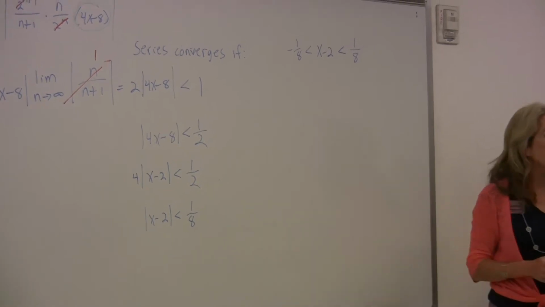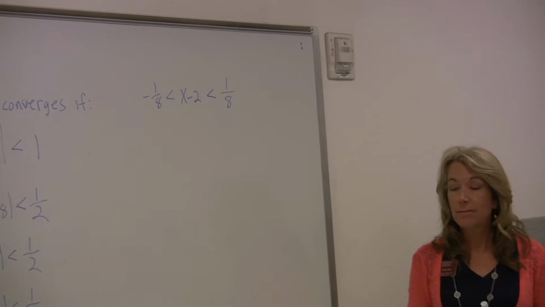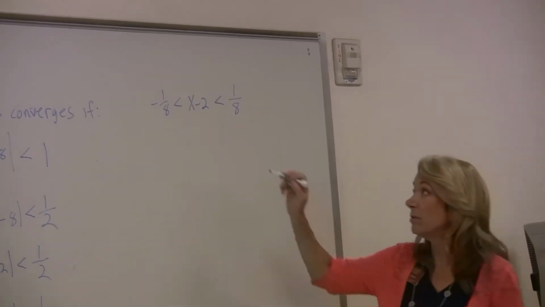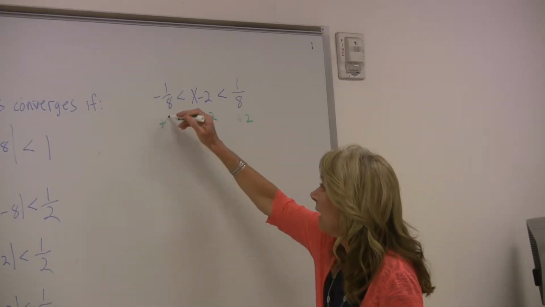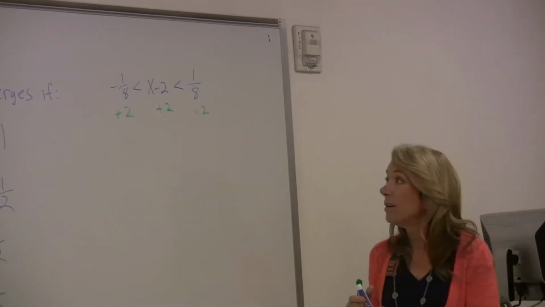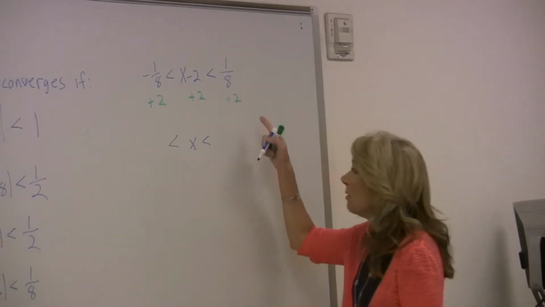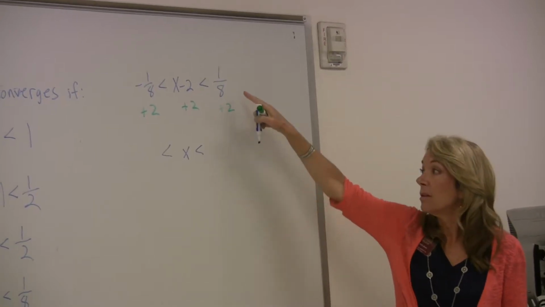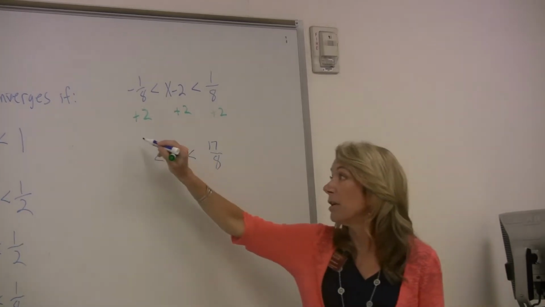Now we're going to solve for x. We're almost there. How do I solve for x? Add 2 to all three sides. Add 2, add 2, add 2. And we have that x is between, gotta get a common denominator. This is 16 over 8. If I subtract 1, that'll be 15 over 8. If I add 1, that'll be 17 over 8.